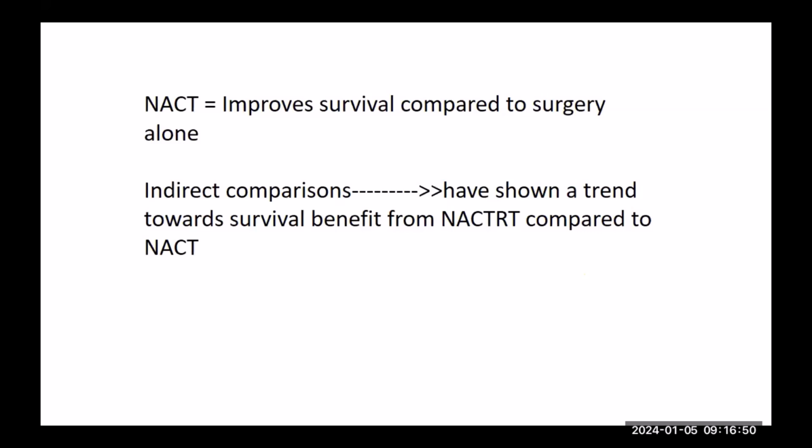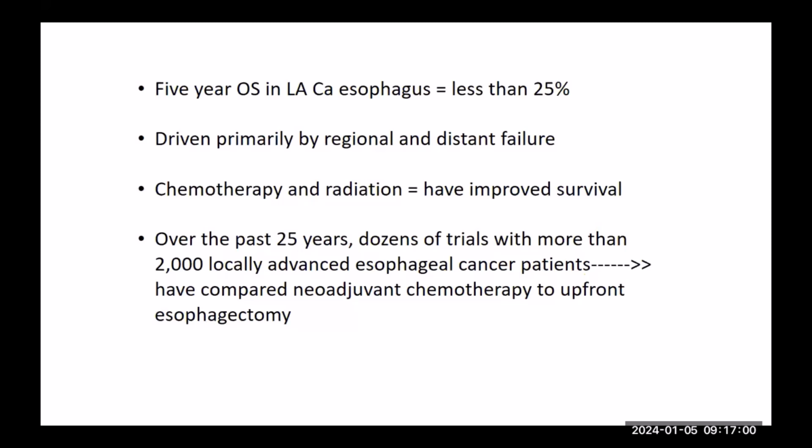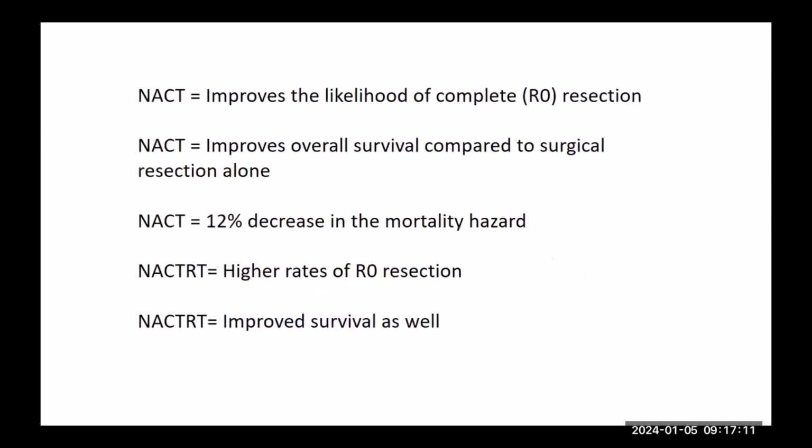So all this we know. We know that NACT improves survival in esophageal cancer, and the comparisons have shown that NACTRT has some survival benefit over NACT. Again, we know that the 5-year OS in locally advanced esophageal cancer is less than 25%, with mostly regional and distant failure. There are multiple trials that have compared chemotherapy to upfront surgery. We'll see.